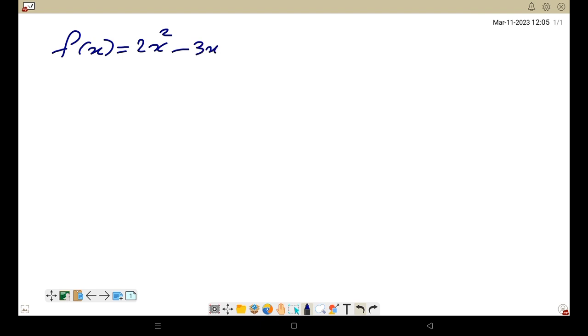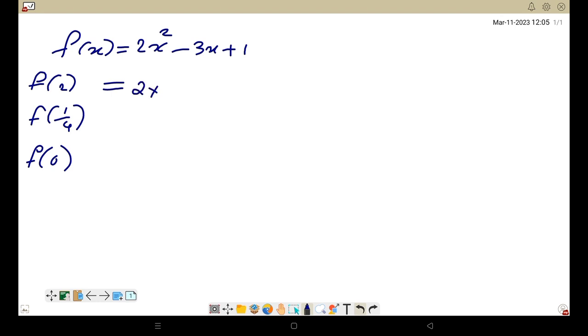Given f of x equal to 2x square minus 3x plus 1, find the value of f of 2, f of 1 by 4, and the last question, f of 0. What about f of 2? Instead of x, we give 2 here. First question: 2 into 2 square, minus 3 times 2 plus 1. That is 2 into 2 square.